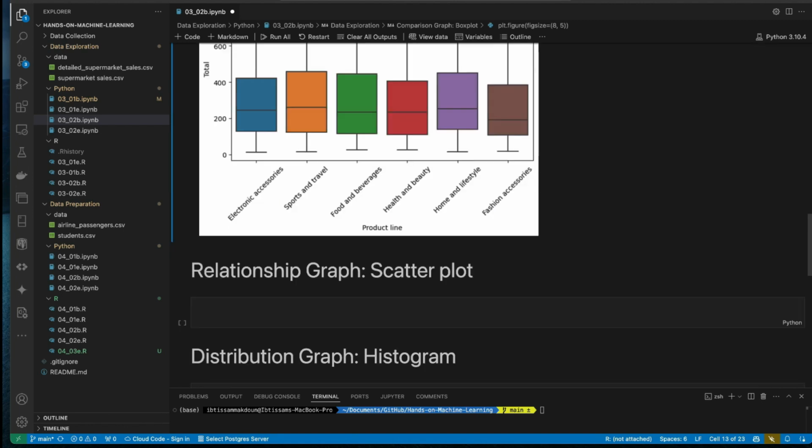Next, let's explore the relationships between two variables using a scatter plot. We'll plot the unit price against the quantity sold and color the points based on the product line. This can help us see if there is any correlation between the price and the quantity for different product lines.